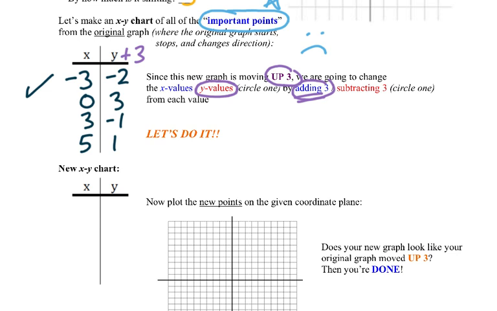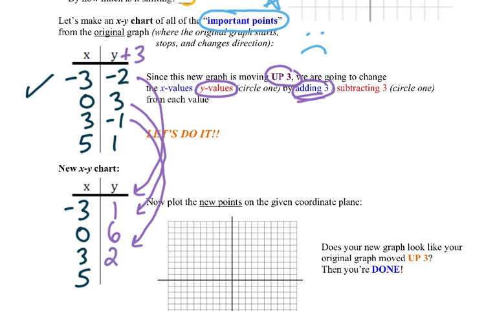So on our new chart here, the x's stay the same. And now I'm going to take all of my y values and just add 3. So -2 plus 3 becomes 1. 3 plus 3 becomes 6. -1 plus 3 is 2. And 1 plus 3 is 4. What I'll do is take these brand new x, y values and graph them on the grid on the right. Let's see how it looks.